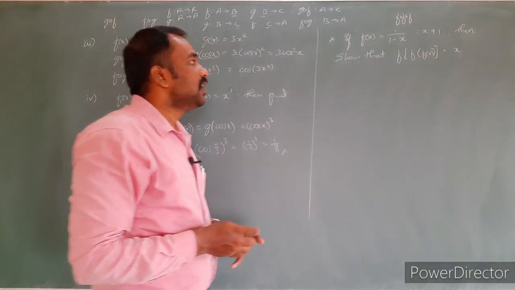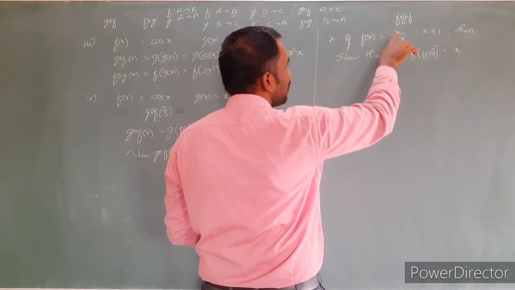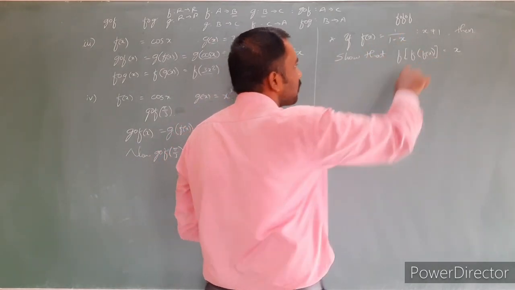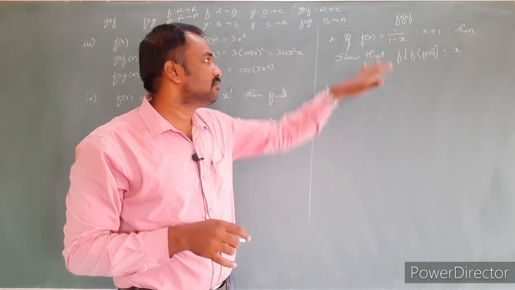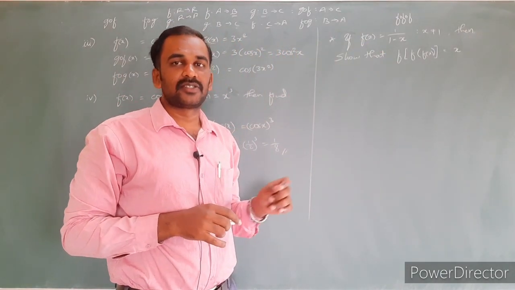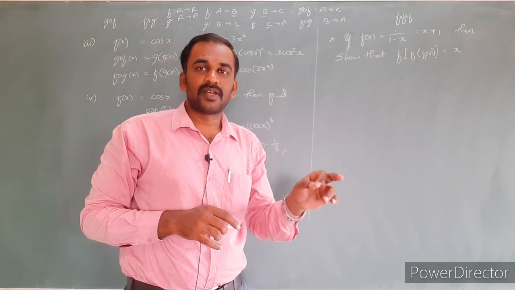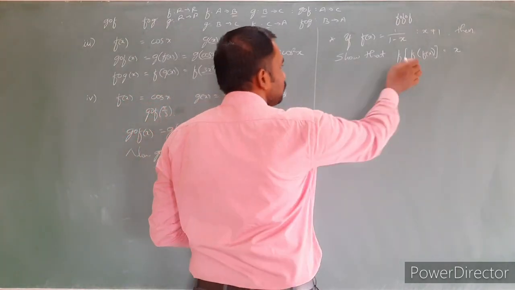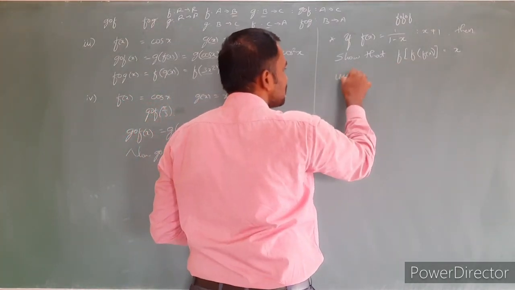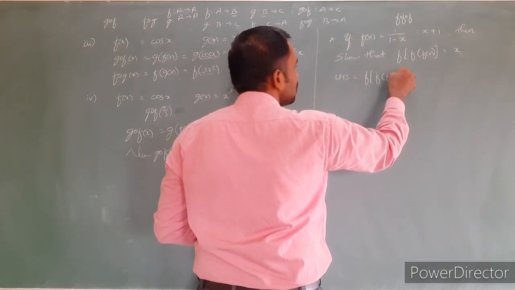Okay, already you know that I need to prove that LHS is equal to RHS. The function is defined as 1 by 1 minus x, provided that x is not equal to 1. Except for 1, for all remaining real numbers this function is defined. So the domain of this function is the set of all real numbers except 1. I need to prove that LHS is equal to RHS. I just consider the LHS. What is the LHS? f circle f circle f of x.